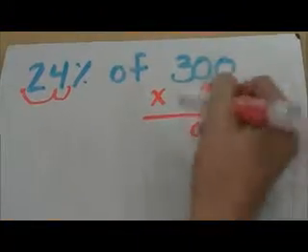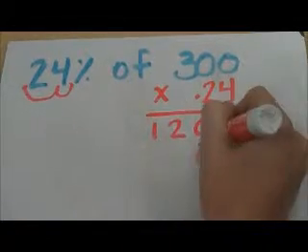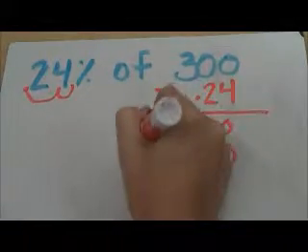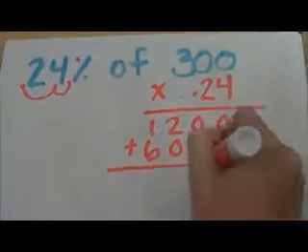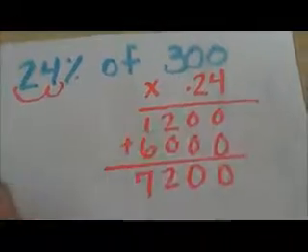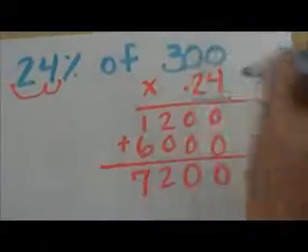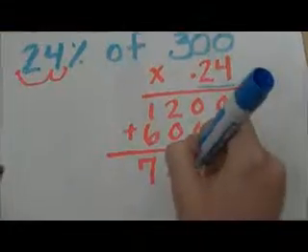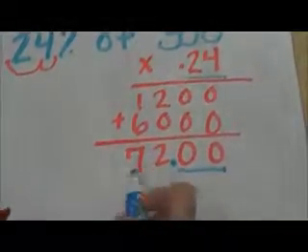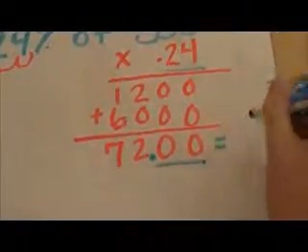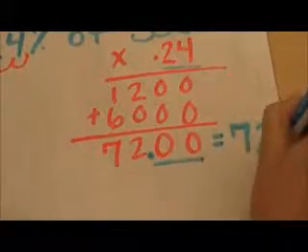Do your regular multiplication. I see that I have 2 decimal places this time. So there's where your decimal goes. And instead of leaving it like this, let's rewrite it as just the number 72.